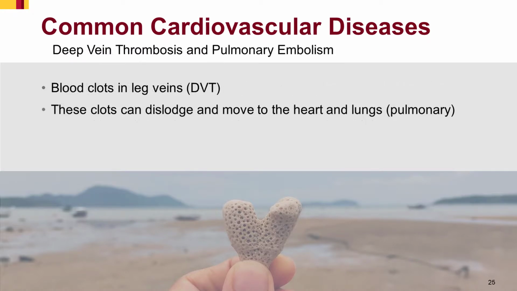And finally, we have deep venous thrombosis and pulmonary embolism. So DVT, deep vein thrombosis, are blood clots that happen in the veins of the legs. And pulmonary embolism are clots that have dislodged from other parts of the body and have moved into the heart and lungs.